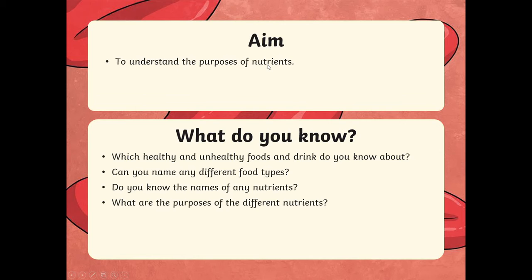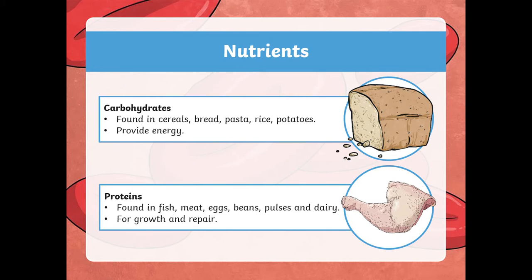So the aim of this discussion is to understand the purposes of nutrients, and we would like you to know which unhealthy and healthy foods you know about. Can you name any of the different food types? Do you know the names of any nutrients that your body needs? And what are the purposes of the different nutrients? So just an overview of the important ones that we're looking at today.